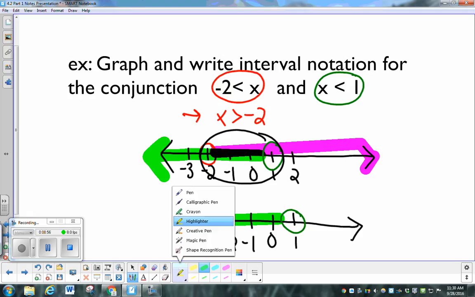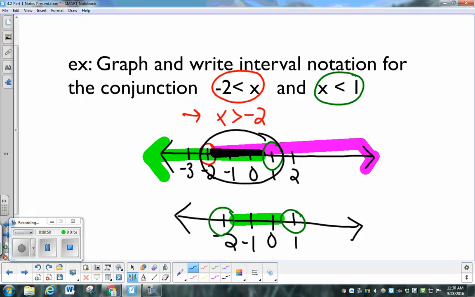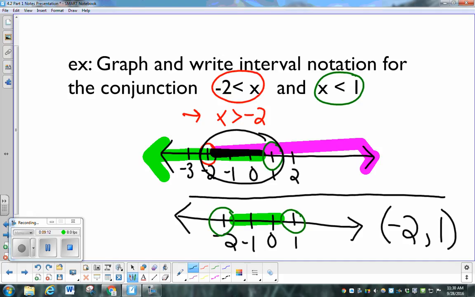Remember, interval notation uses parentheses and brackets. My answer is everything starting at -2 but not including -2. So I use parentheses. And it goes up to 1 but does not include 1. So again, I use parentheses. So there's my graph and my solution in interval notation.